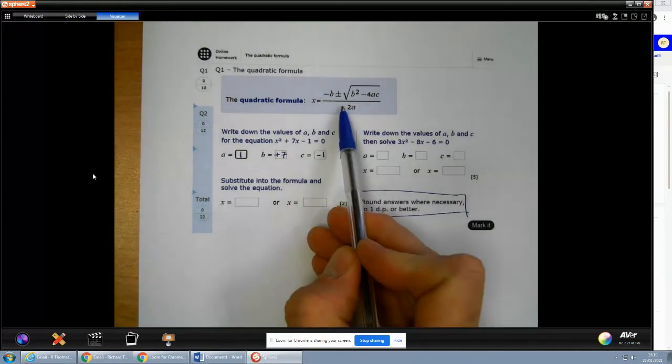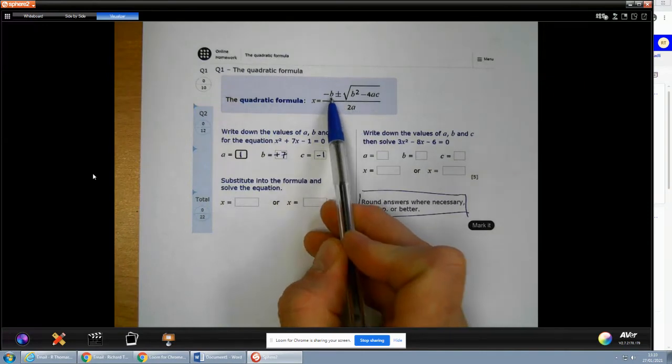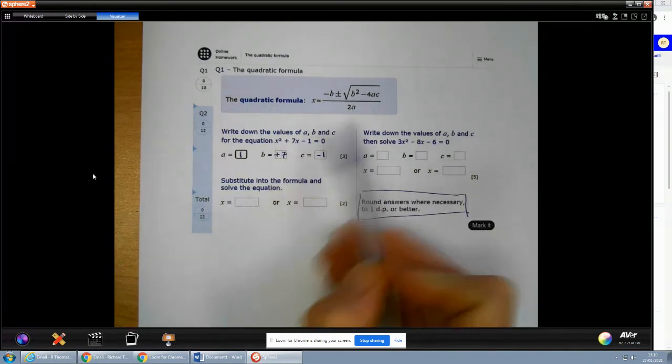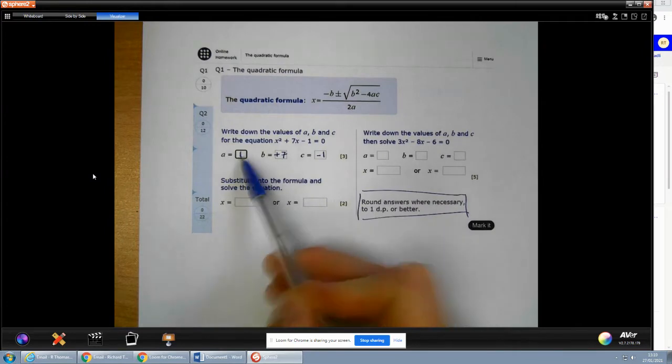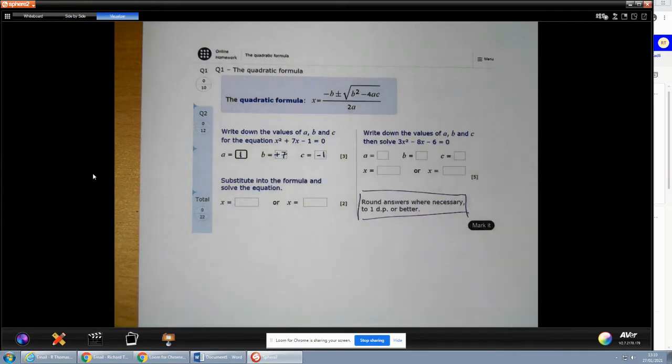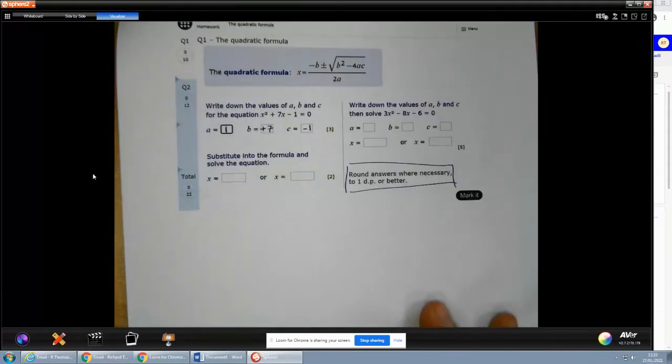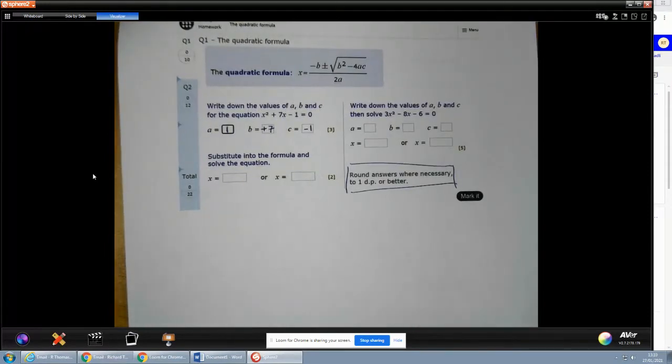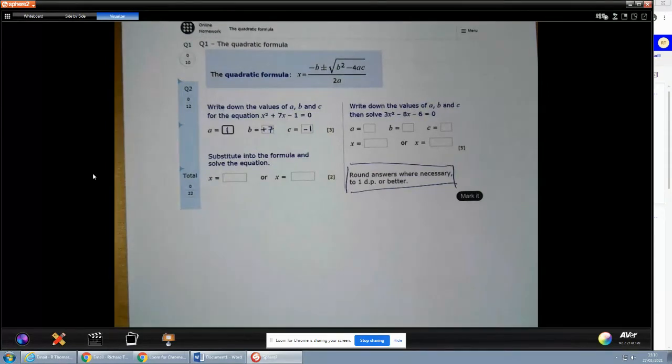So I'm going to rewrite this out. And instead of writing the letter B, I'm going to write the number 7. Instead of writing A, I'm going to put 1. And instead of writing C, I'm going to put minus 1. All right, now I'll do it very slowly, step by step. I would normally cut corners. Once you get good at it, you can cut corners. But we won't on this one.